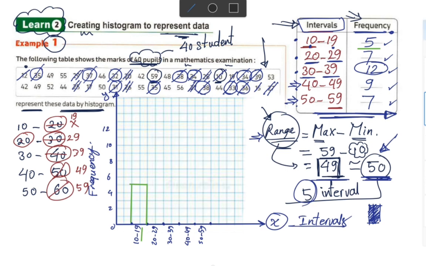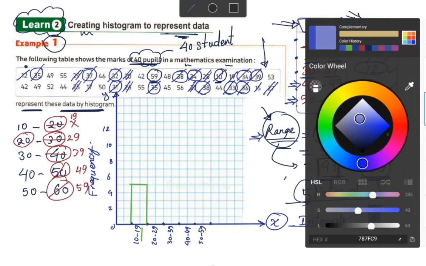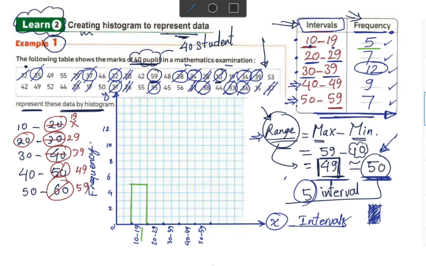Okay, another color to draw the next interval. The next interval has 7, 20 to 29. Okay, we need 7. Where is 7? Between 6 and 8. So from the same point, from the previous interval, I will draw another line to 7. Okay, and the same line from the end point here. Now close the rectangle.